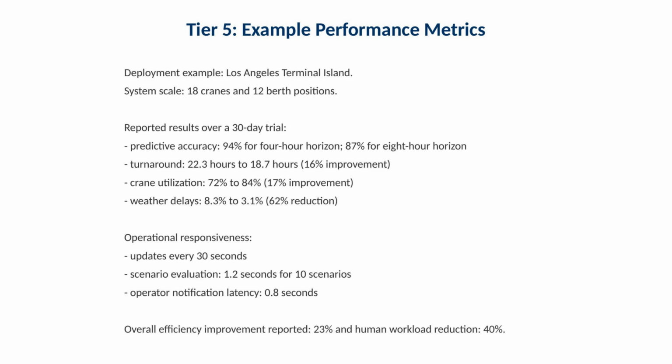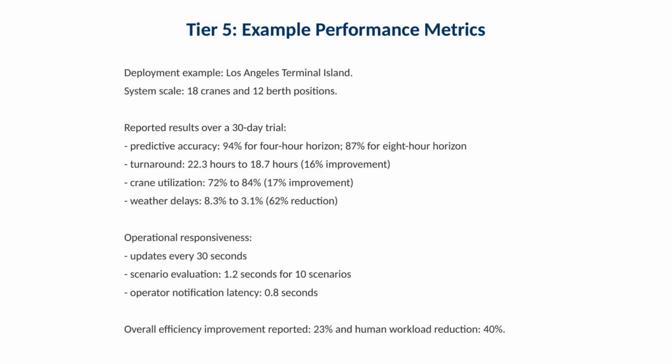The example describes a deployment at Los Angeles Terminal Island with 18 ship-to-shore cranes and 12 berth positions. It reports predictive accuracy of 94% for a 4-hour horizon and 87% for an 8-hour horizon. It reports operational improvements. Turnaround decreases from 22.3 hours to 18.7 hours. Crane utilization increases from 72% to 84%. And weather-related delays drop from 8.3% to 3.1%, described as a 62% reduction.